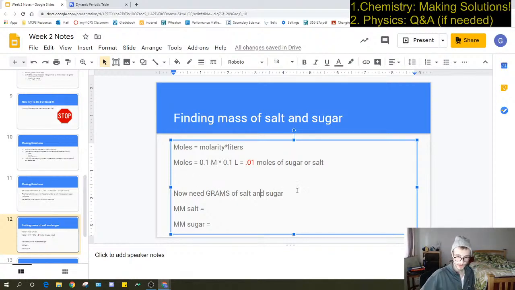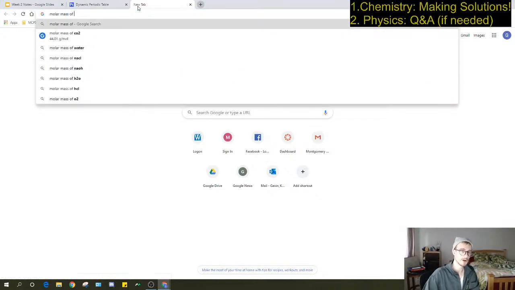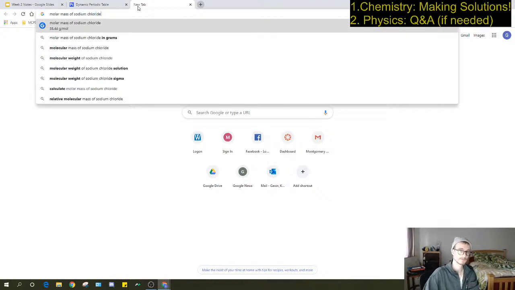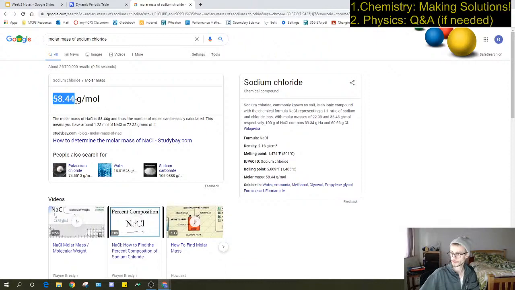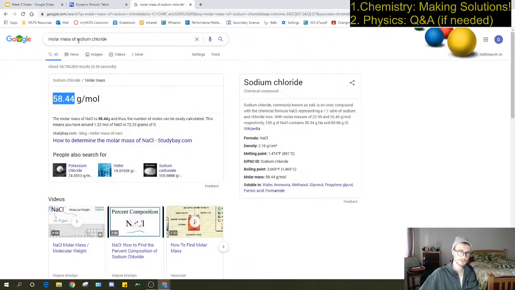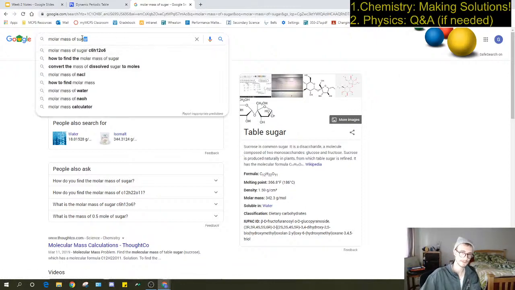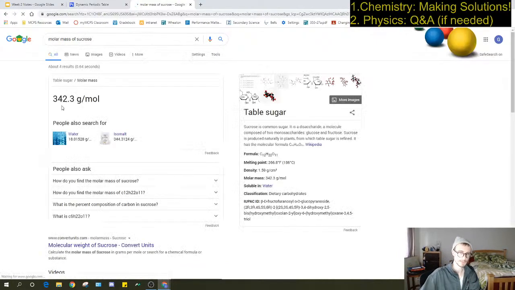Okay, so now to find the grams of the salt and the sugar, I need to find the molar mass. I'm just going to Google this because I'm lazy and because I want to show you that you're allowed to do this too. So I can just say molar mass of sodium chloride, and it gives it to you, 58.44. So I'm going to slap that in there, 58.44 grams per mole. And then for sugar, I'm going to do the same thing. It knows that sugar is actually the molecule sucrose. If I did the same thing with sucrose, it gives me the same answer: 342.3 grams per mole.